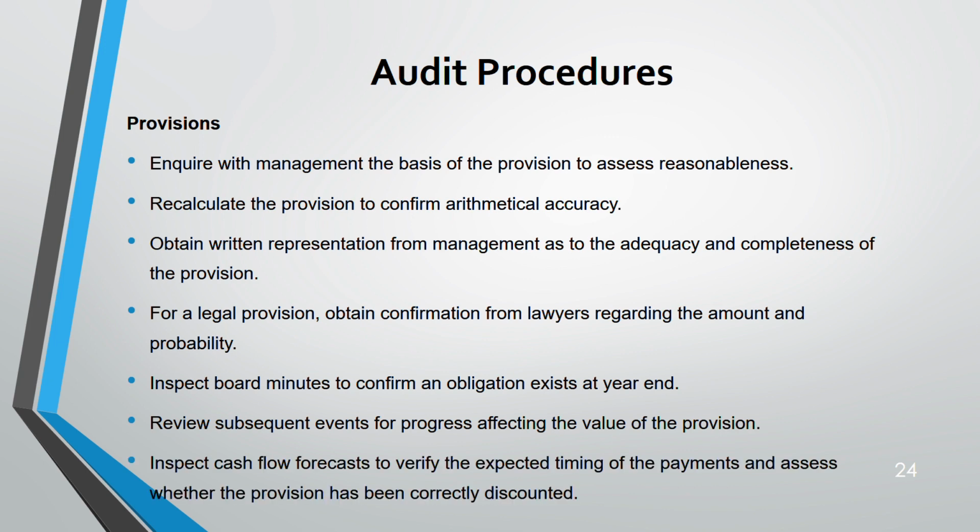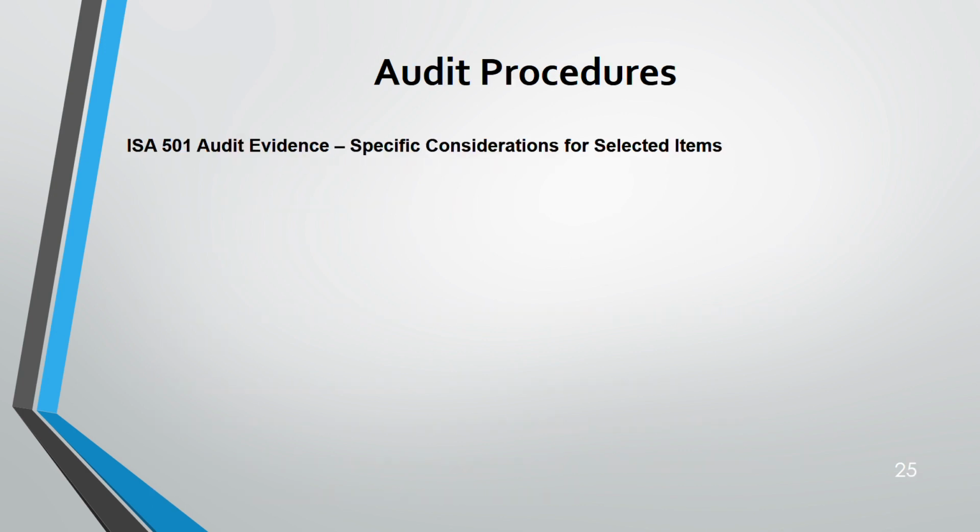Then inspect the cash flow forecast for the payment. Any payment, cash flow forecast and bank statement only. And check whether discount has been correctly applied or not. So we have finished almost all of the specific elements.